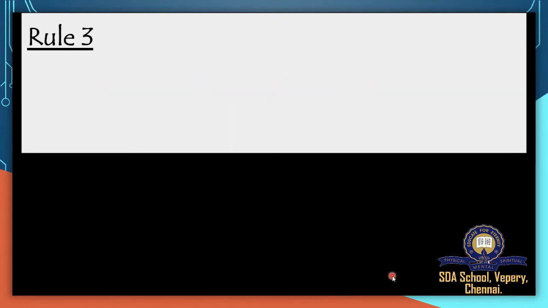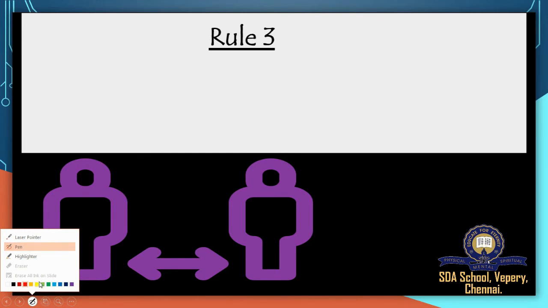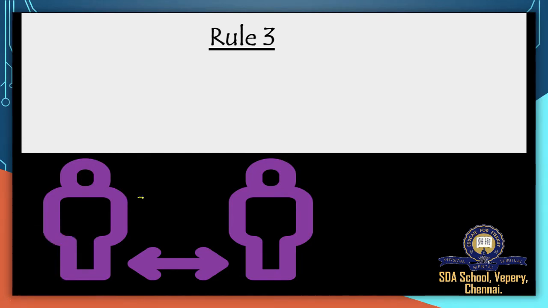Let me move on to rule 3. In this pandemic situation, what was the first rule the government gave us? We need to maintain social distancing, right? So how many meters should we maintain? The government said you should maintain at least 2 meter. Okay, have I written it correctly?